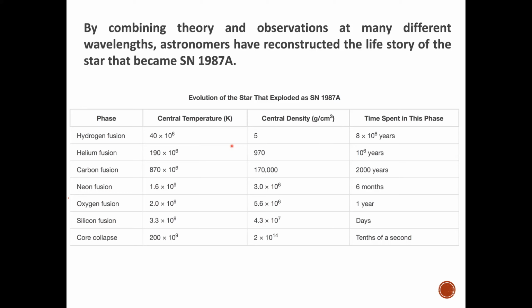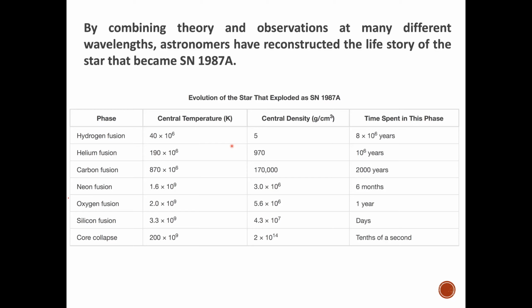It's an explosive event, and what you can do when you have a supernova is get a lot of data in different wavelengths, and then combine these theories and observations to see what has happened to this particular star in order to have it end as a supernova, right?